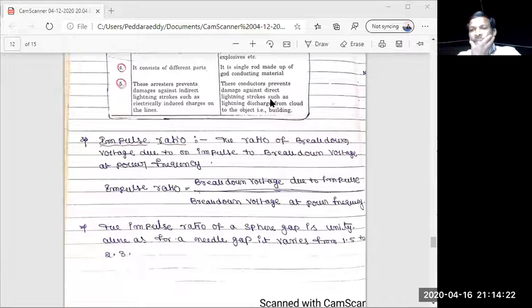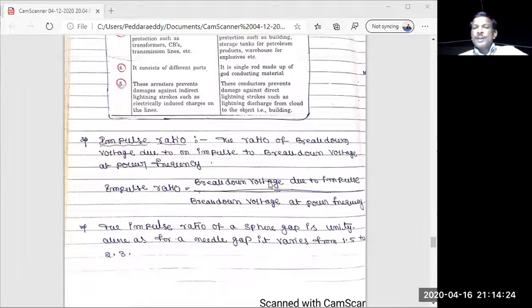Impulse ratio. The impulse ratio is the ratio of breakdown voltage due to impulse to the breakdown voltage at power frequency. The impulse ratio of a sphere gap is unity, whereas the impulse ratio for a needle gap varies from 1.5 to 2.3.